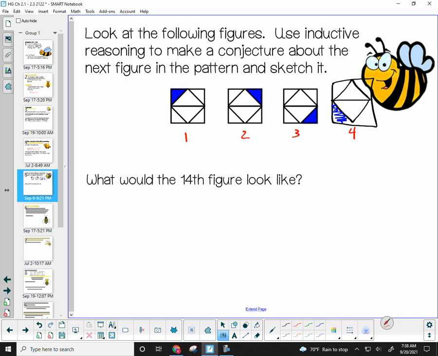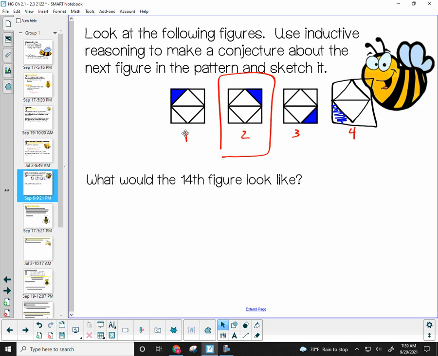So if it goes 1, 2, 3, 4, it would loop back to 1, right? So 5, 6, 7, 8, 9, 10, 11, 12, 13, 14. So this is what step 14 would look like. Is that all right? Okay, so this is inductive reasoning. That's one section. Okay, that was the first section in chapter 2.